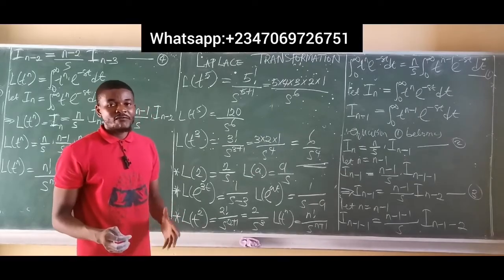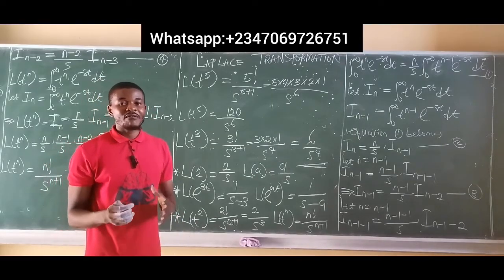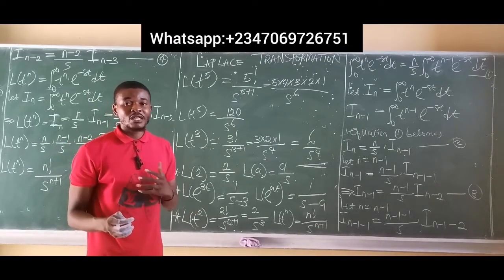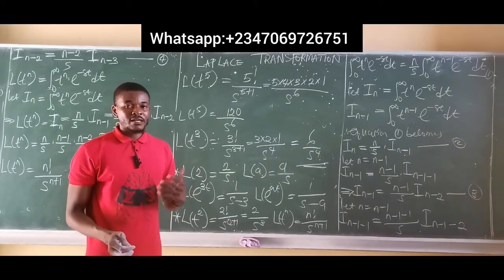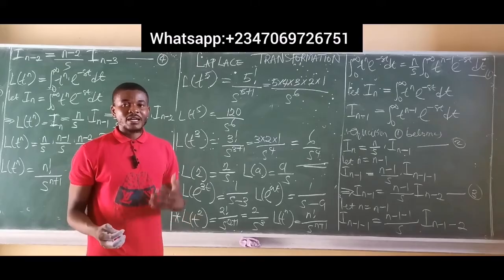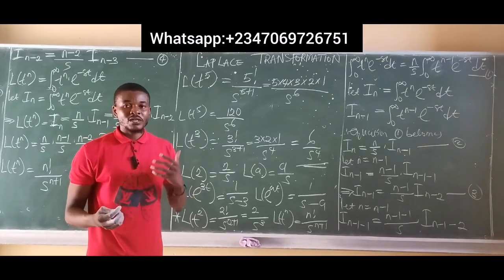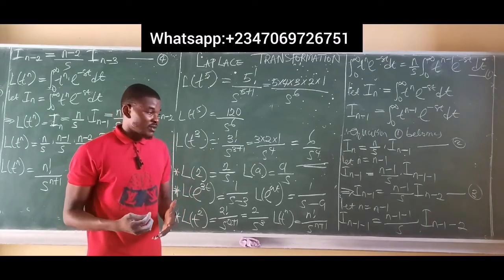Now the table of constant values covers about seven constant values used in Laplace transformation. In the next video, we'll talk about 2 or 3, and then in subsequent videos, we'll conclude so that we can now start Laplace transformation of differential equations and partial fractions.